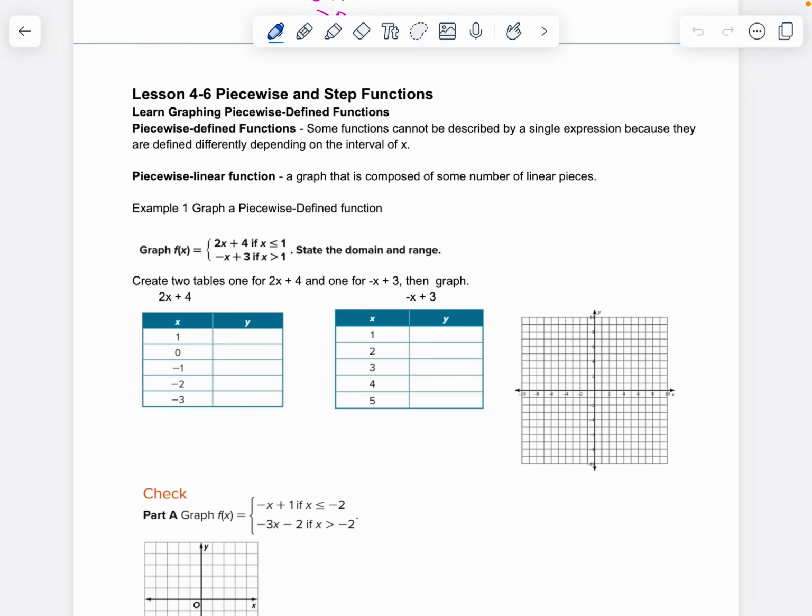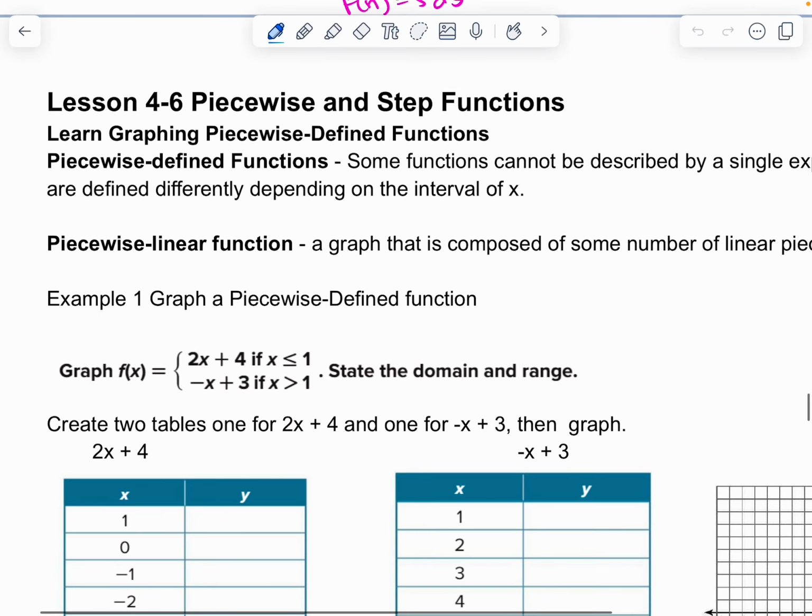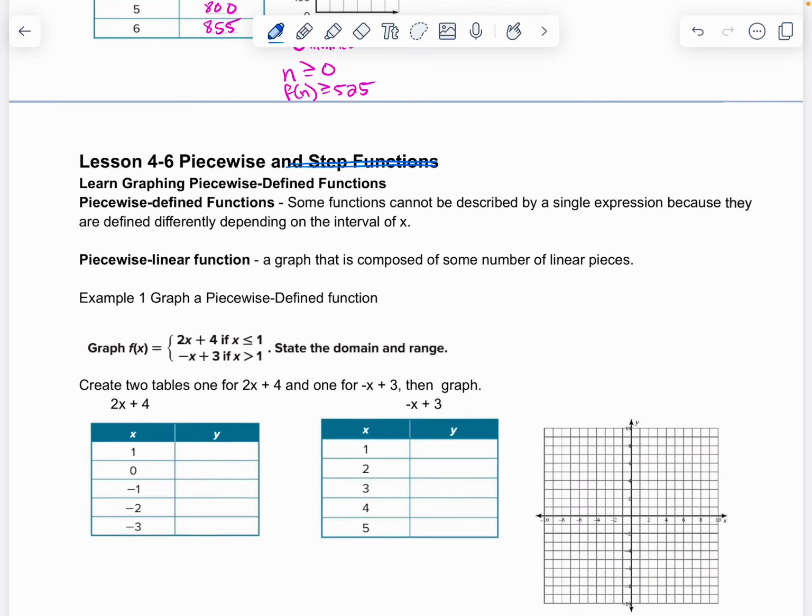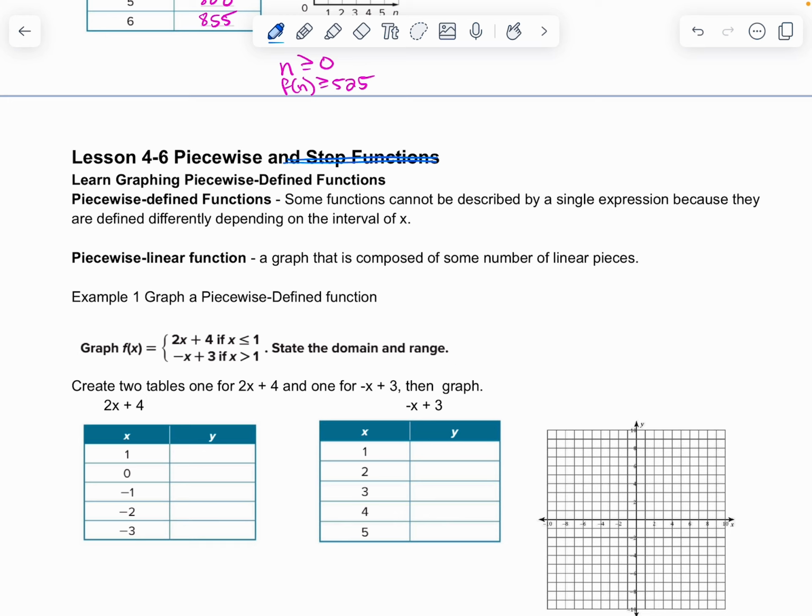Okay, so we're going to be doing piecewise. We are not going to be doing the step functions. Now, piecewise defined functions. Some functions cannot be described in a single expression, like 2x plus 5, because they are defined differently depending on the interval. So when x is greater than 3, things like that.